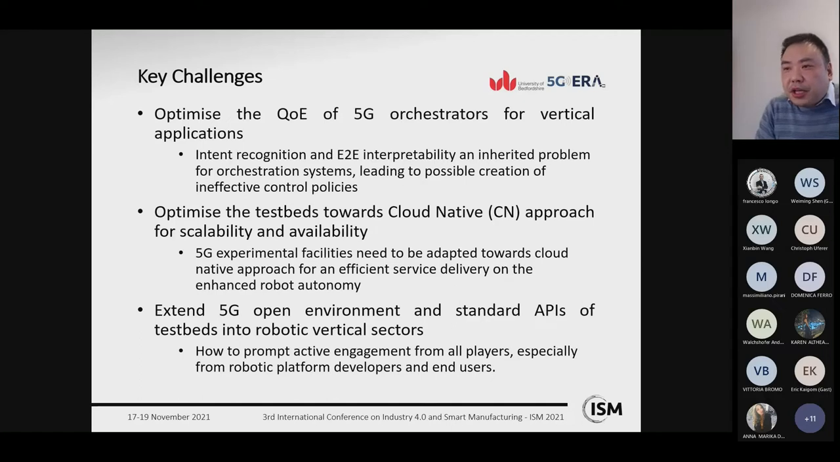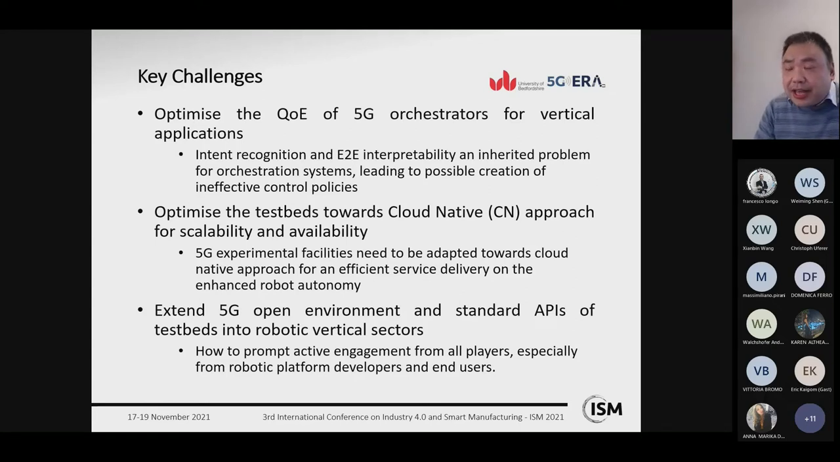Another thing is about the fine-grained resource provision from the 5G testbed. We're trying to optimize the 5G testbed using a cloud-native approach to actually promote the scalability and availability. Using those approaches, we will address the large-scale deployment of 5G in real-world settings to support multiple robots.